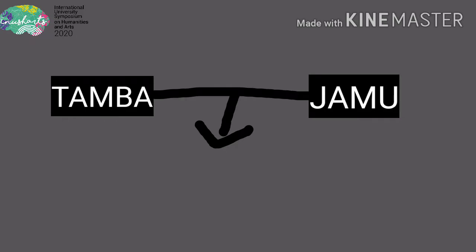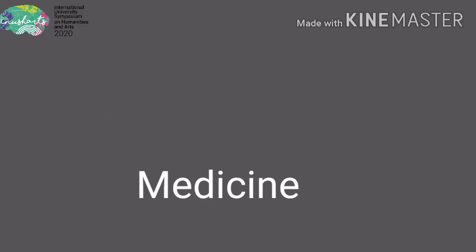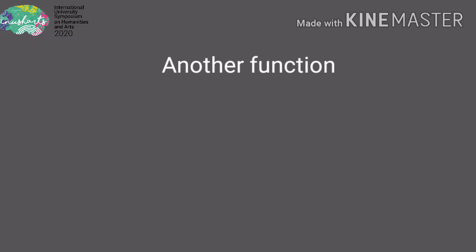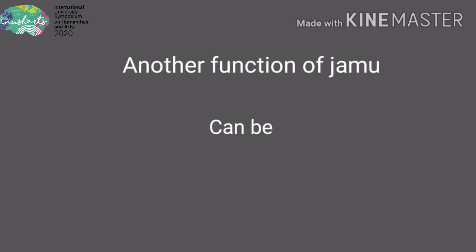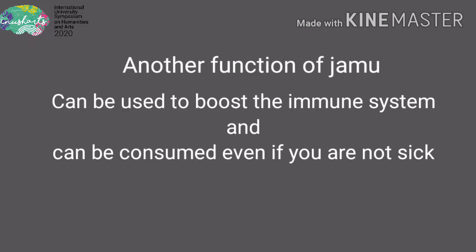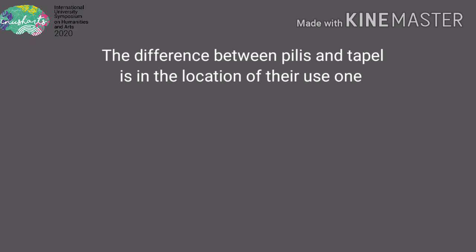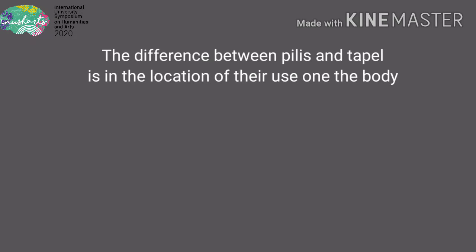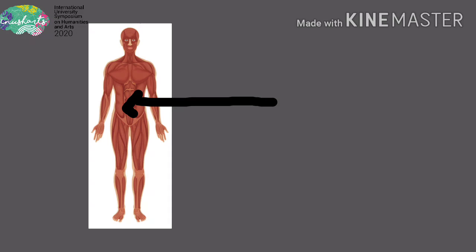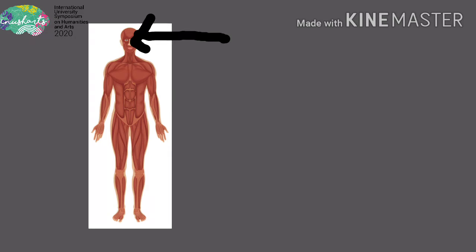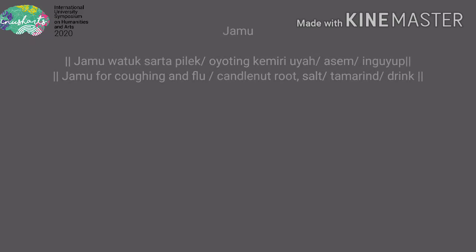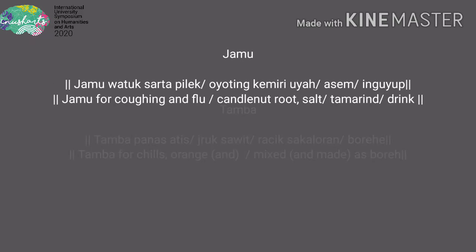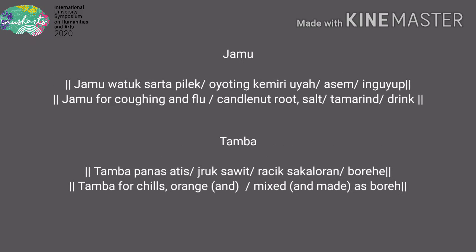Tamba and jamu both function as medicine. However, jamu has another function. It can be used to boost the immune system and can be consumed even if you are not sick, while tamba is not the case. Meanwhile, the difference between pilis and tapel is in the location of their use on the body, tapel for the stomach and pilis for the forehead. Here are examples of diseases with their respective treatment media.